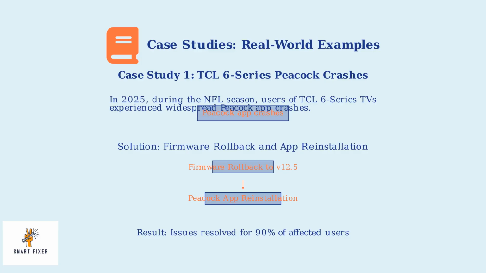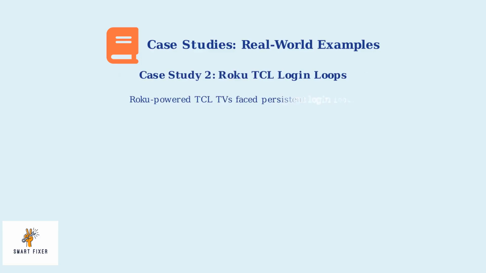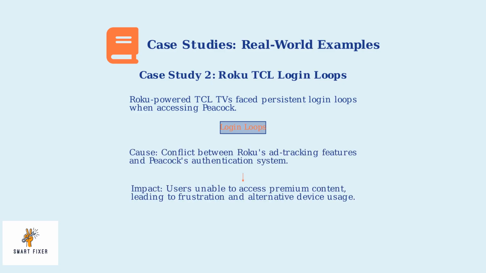Our second case study focuses on Roku-based TCL TVs, which experienced frustrating login loops when trying to sign into Peacock. Users would enter their credentials successfully, but be redirected back to the login screen repeatedly. The root cause was a conflict between Roku's built-in ad tracking mechanisms and Peacock's secure authentication protocols. This incompatibility prevented proper session establishment. These issues highlight the complexity of integrating streaming services with different TV operating systems and the need for ongoing compatibility testing.